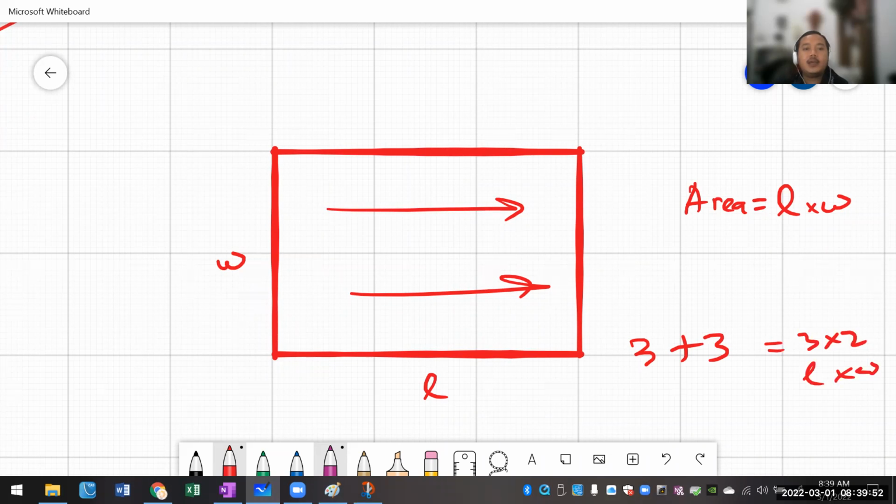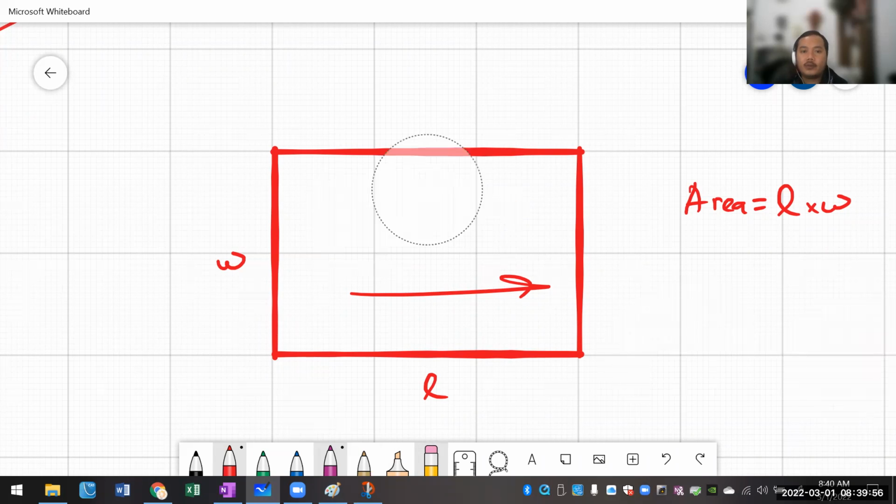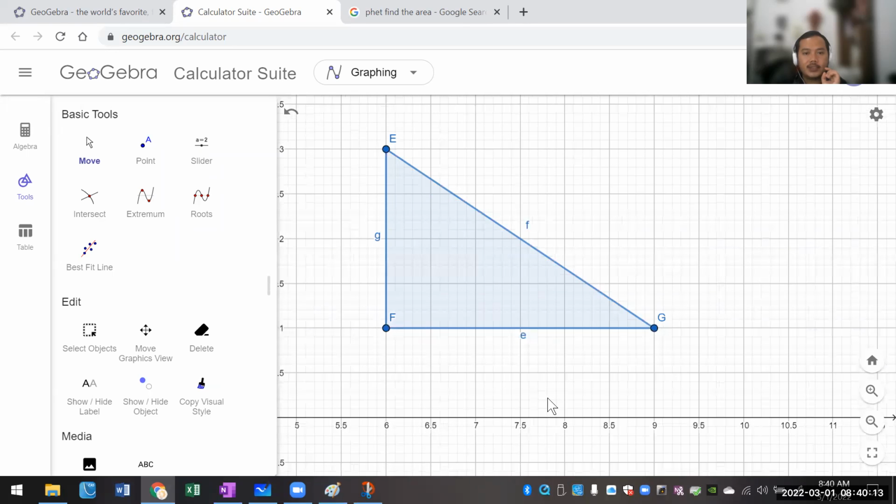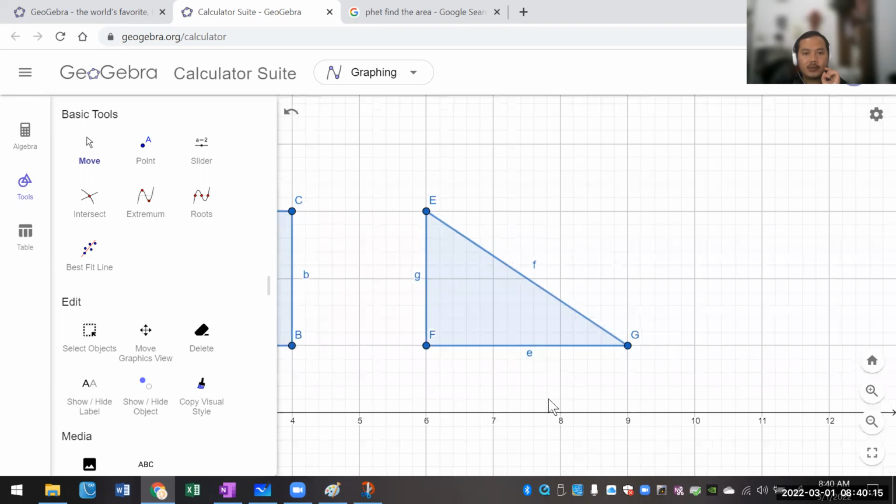So when you get all of those formulas, we're basically using algebra to write down the formula to make it easier for us to find the area of a shape. Okay, now let's go back to GeoGebra again. Here we go. How about this shape over here?